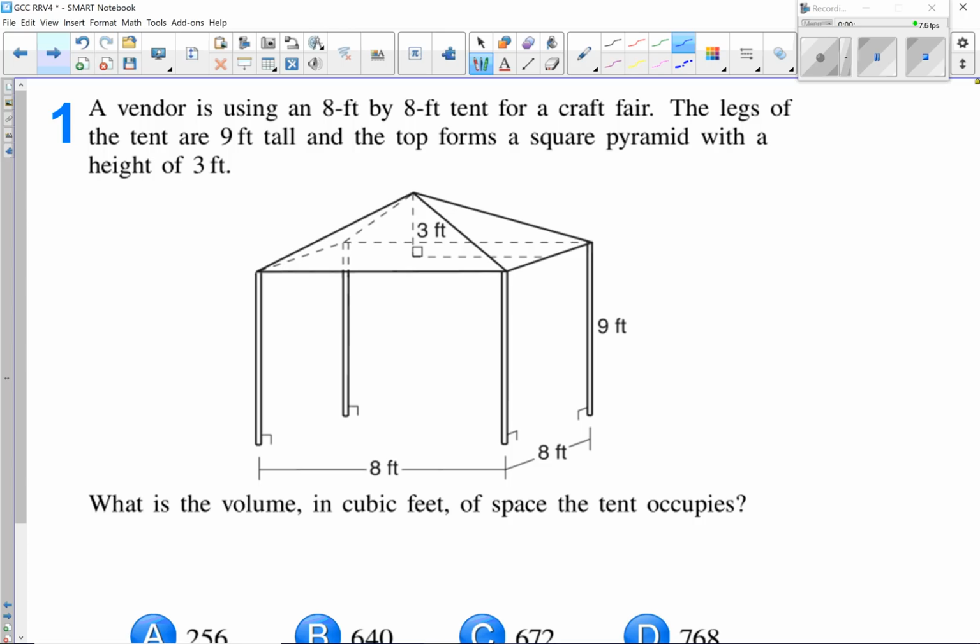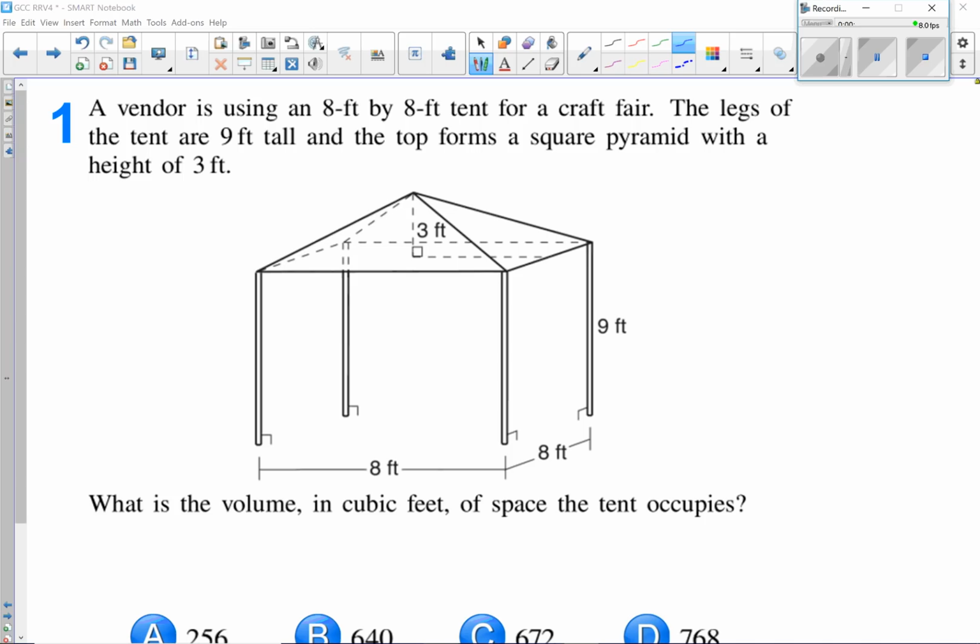So this first one here is dealing with a volume situation where it's a combination of more than one three-dimensional figure. In this case, we have a rectangular prism, which is the bottom portion of the screen, along with a pyramid, which is the top portion of this little canopy that they got going on here, or this tent.